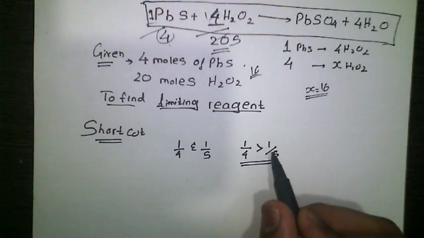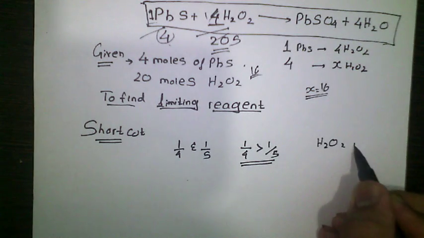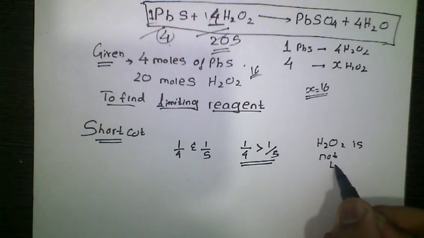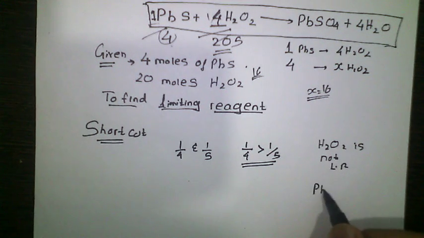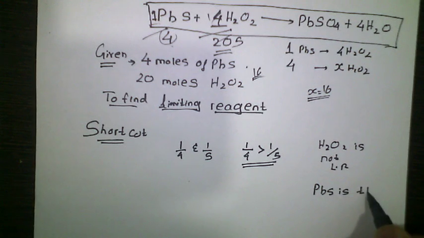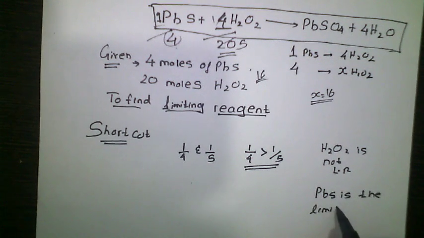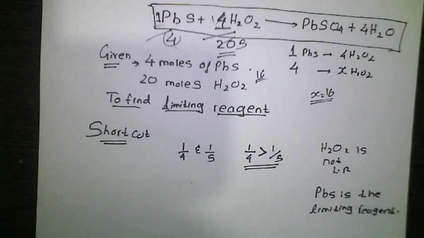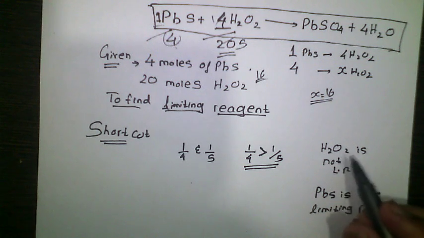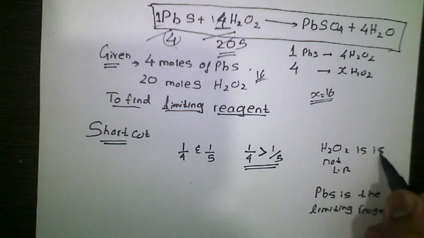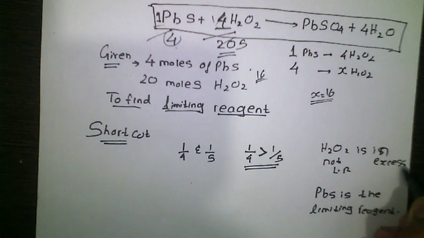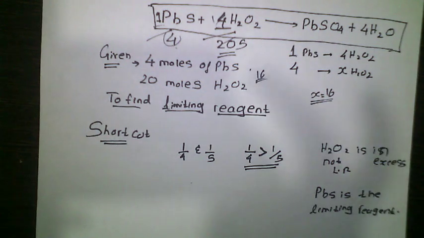So H2O2 is not the limiting reagent. PbS is the limiting reagent. The one with the greater ratio becomes the limiting reagent. As PbS is consumed first, H2O2 is in excess. So PbS is the limiting reagent.